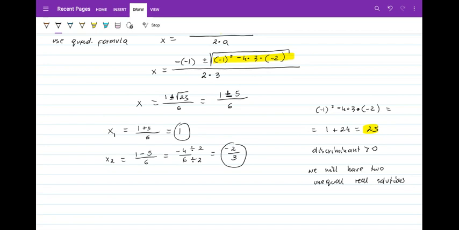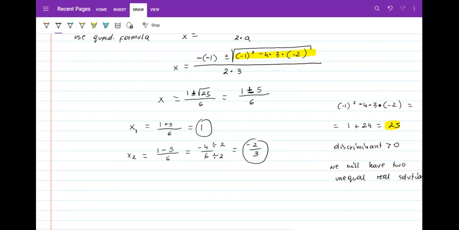So two solutions. The solution set, which means two solutions you're going to list it. It's negative 2 over 3 and 1. So those two numbers will satisfy the given quadratic equation.